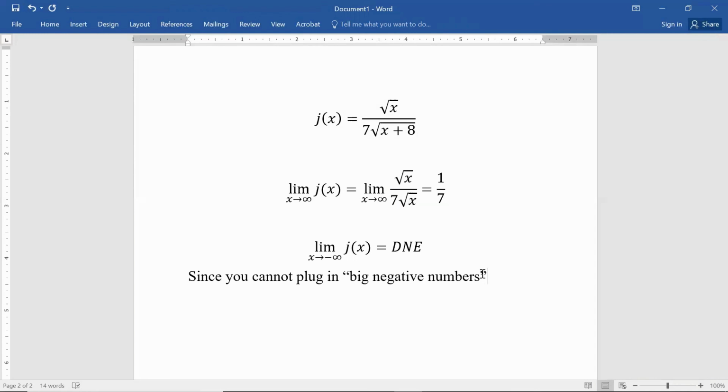So you do have to be a little bit careful about that. Make sure your domain works with x going to negative infinity, especially when you have square roots around, because sometimes you can't have a square root of a negative. So there we go. That is the end of looking at limits as x goes to infinity.